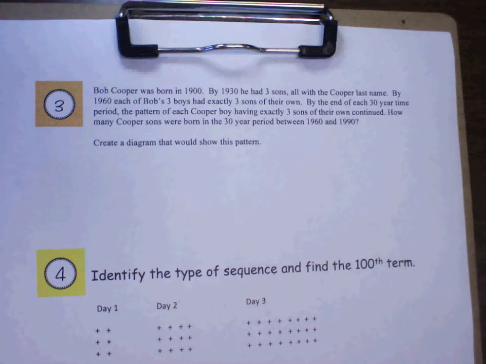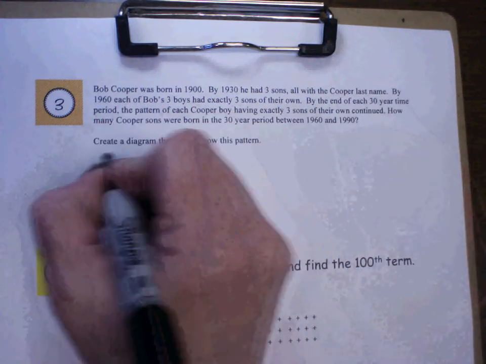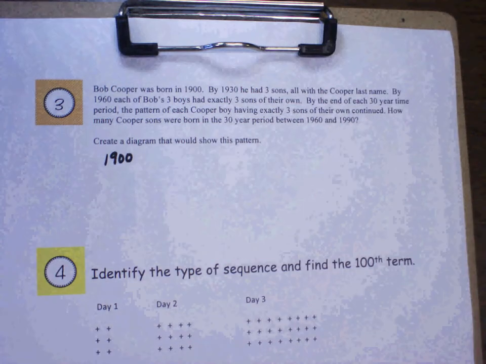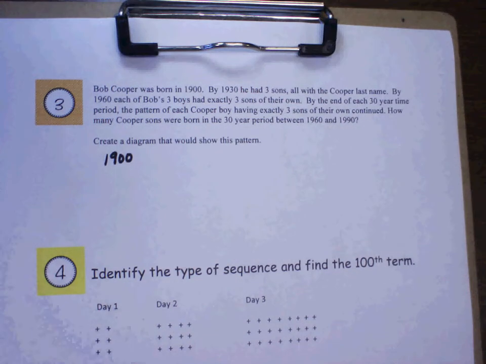Bob Cooper was born in 1900. By 1930, he had 3 sons. So, how many sons did he have in 1900? No. In 1900, he was born, so he didn't already have 3 kids. Really?